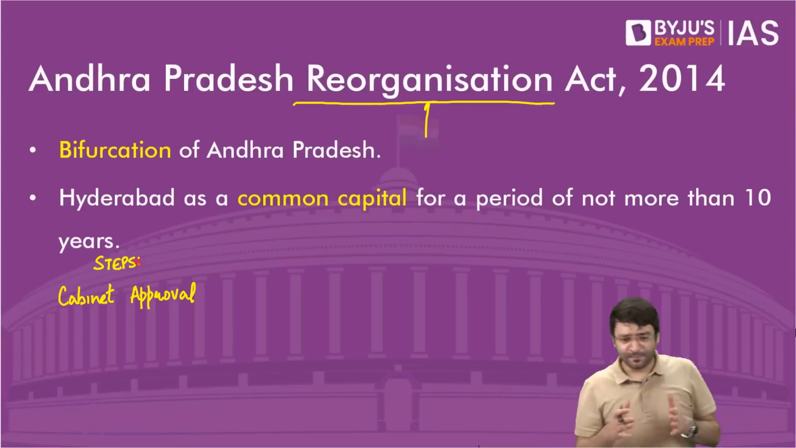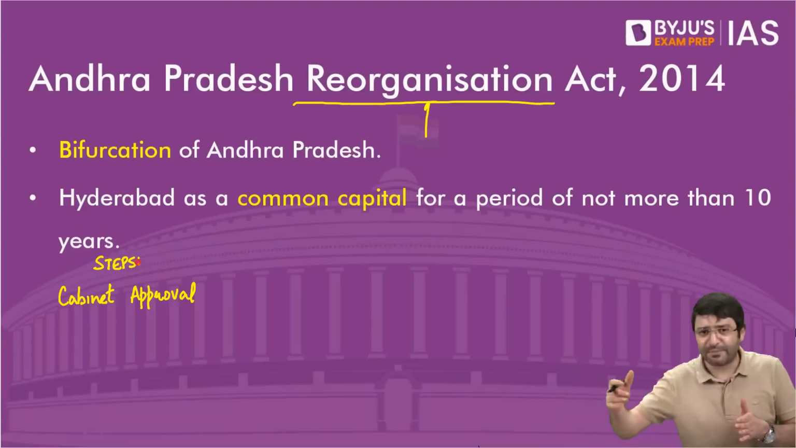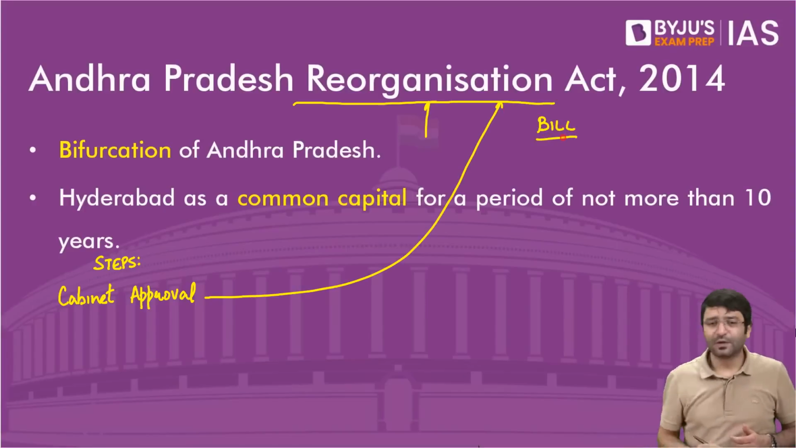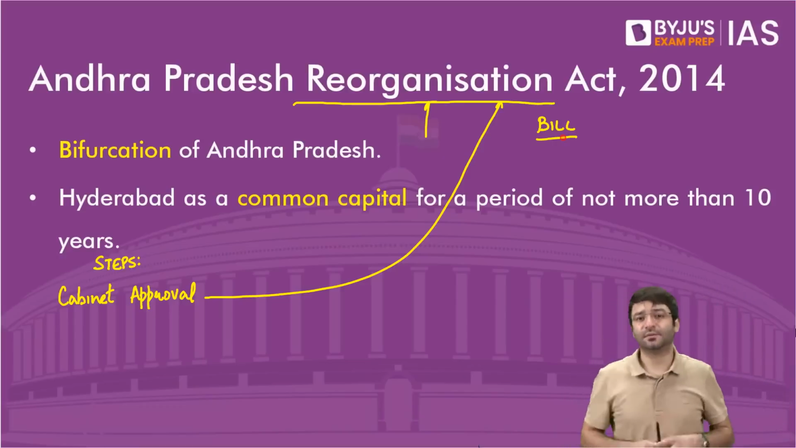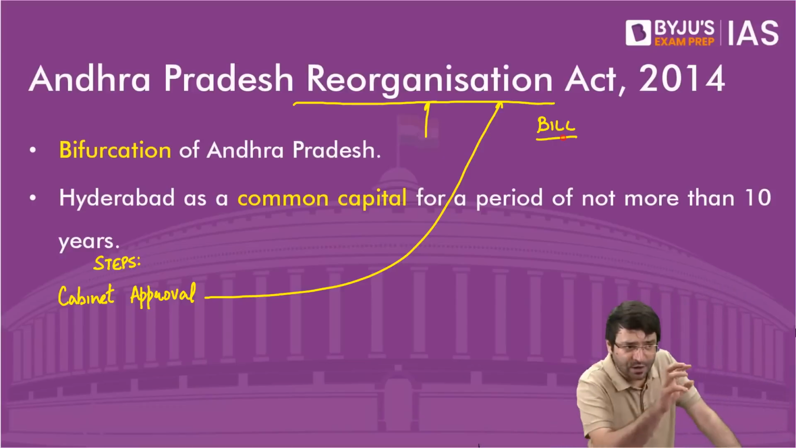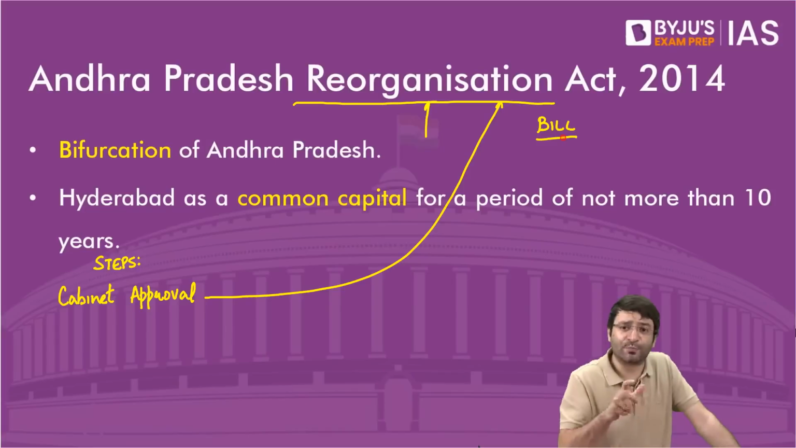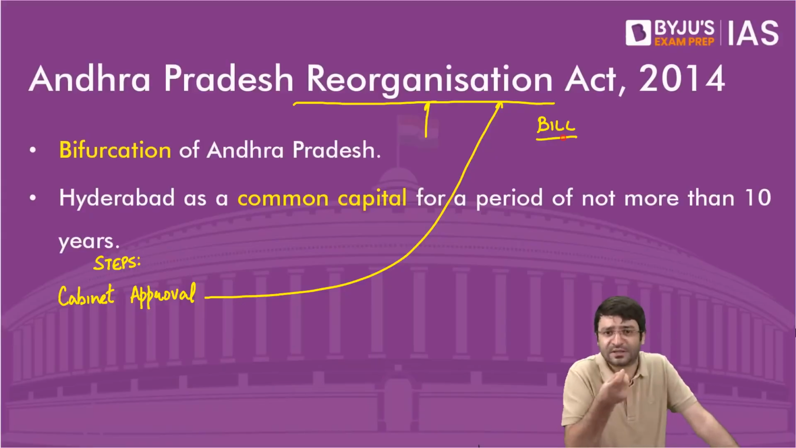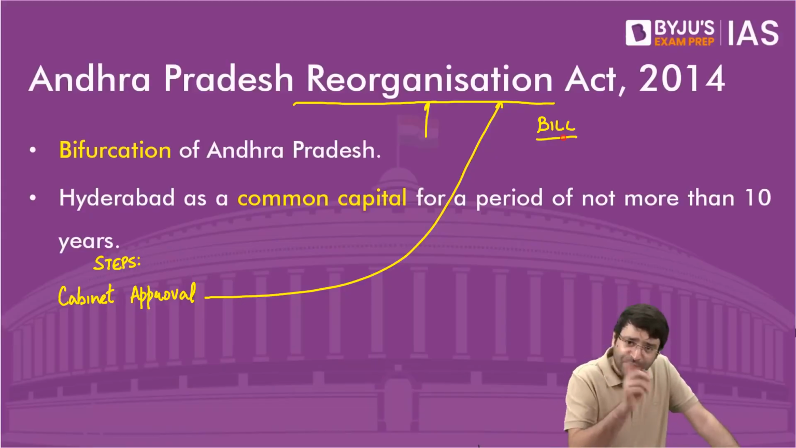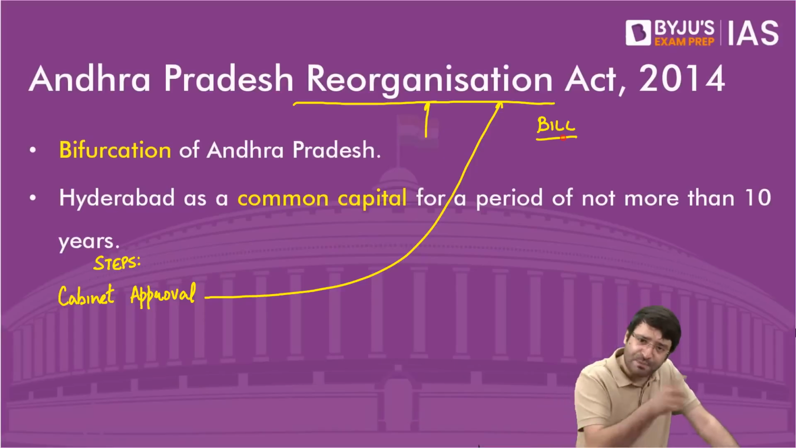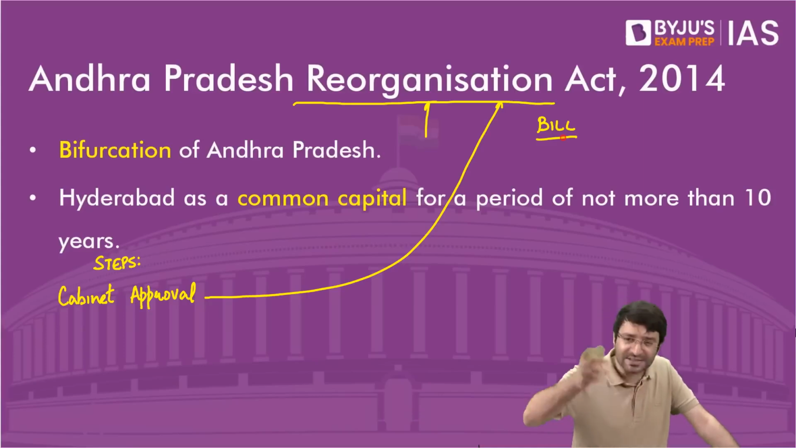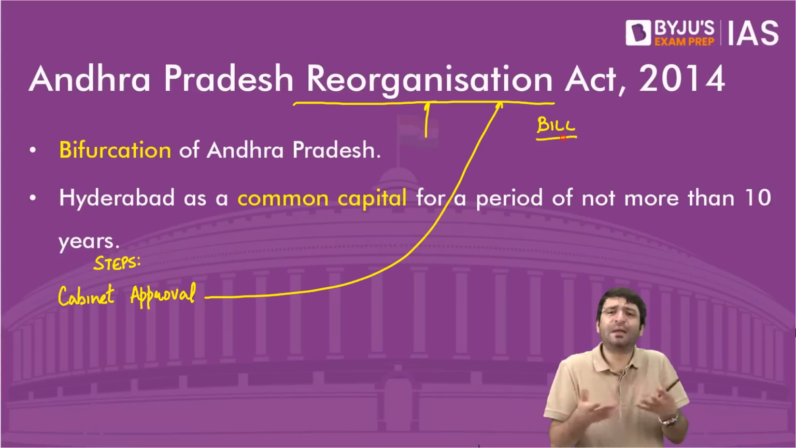So first, what will happen? Prime Minister, along with his cabinet colleagues, they will discuss this bill. What is a bill? Bill is a proposal. What is the proposal? The proposal is to reorganize Andhra Pradesh. What is the proposal? The proposal is to divide Andhra Pradesh into Andhra Pradesh and Telangana. This is the proposal. This is the bill. But if this bill is passed by parliament, because who has the power to divide a state? Parliament. If this bill is passed by the parliament, ultimately this bill becomes an act once it is signed by the president. So first, it's a bill, it's a proposal.